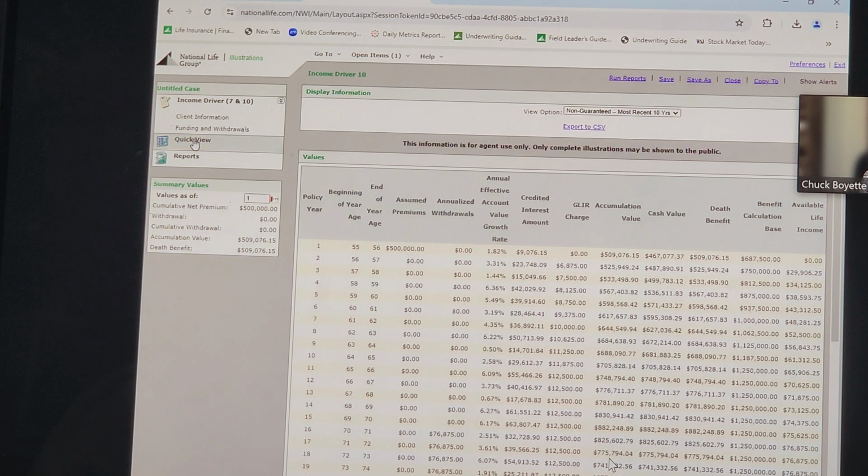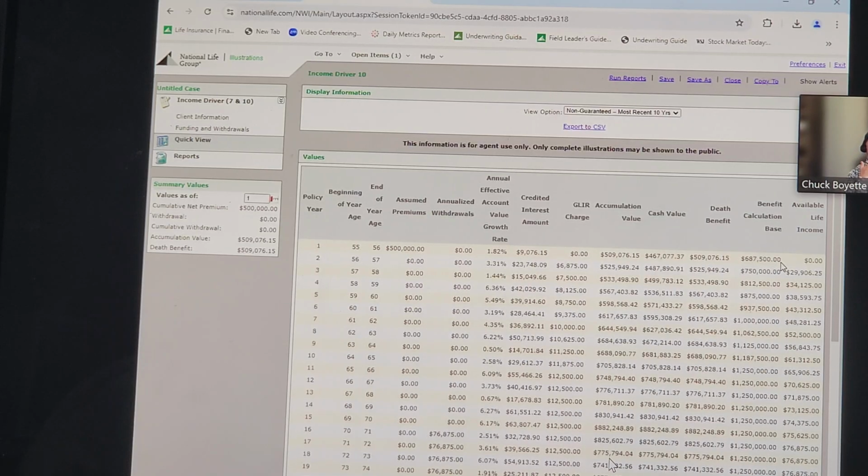So then we go to quick view, and then we can see our client put in 500,000. He's not going to take any money out until he's 70, and then at age 70, his income is $76,875 for the rest of his life. But when he does put his money in year one, he puts in 500,000. So he puts in 500,000. His benefit calculation base, though, is 687,500. So why is that? That's because of the 25% bonus.